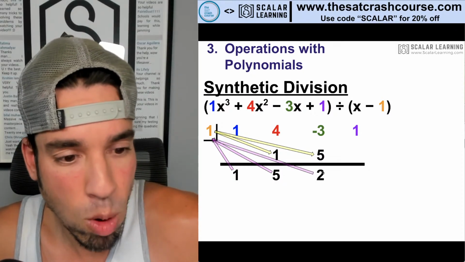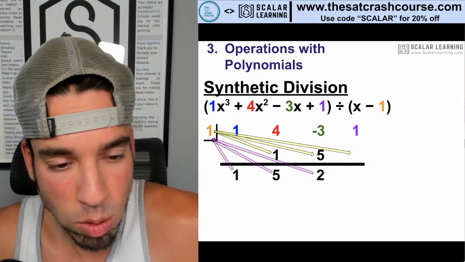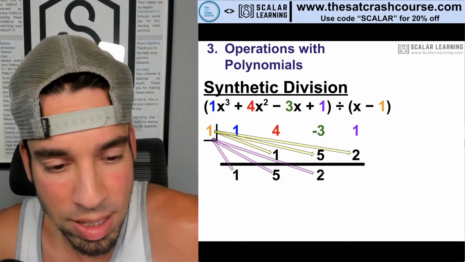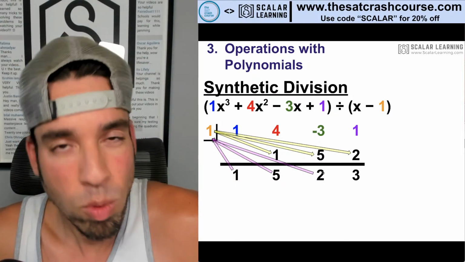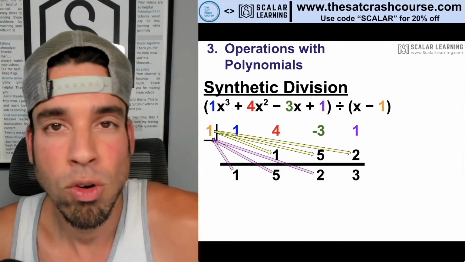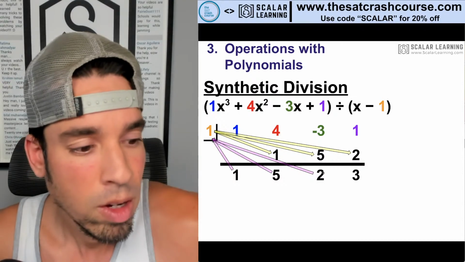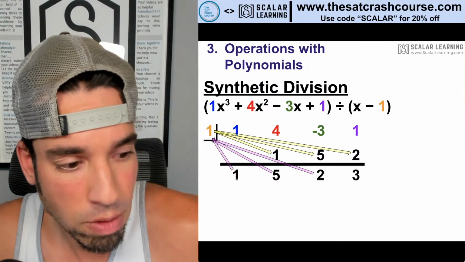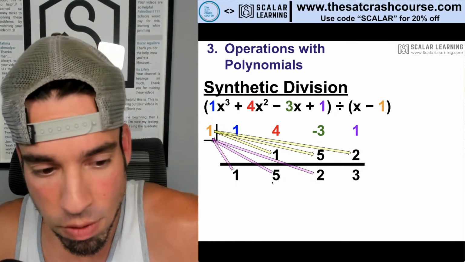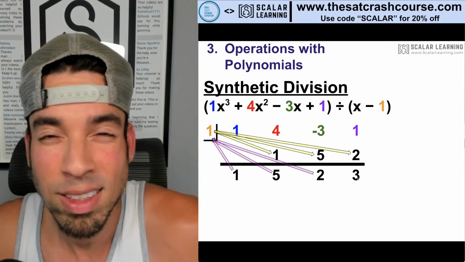Repeat one more time. Multiply, and put the product 2 times 1, which is 2, right here. 2 plus 1 is 3. So what do we got now? Well, since it started as x cubed, we move it down by 1 degree. And this is the coefficient of not x cubed, but x squared. This is the coefficient of x. This is the constant, and then this is our remainder.